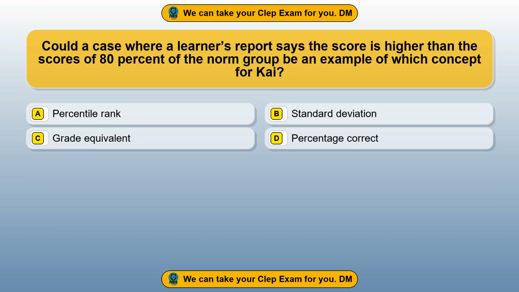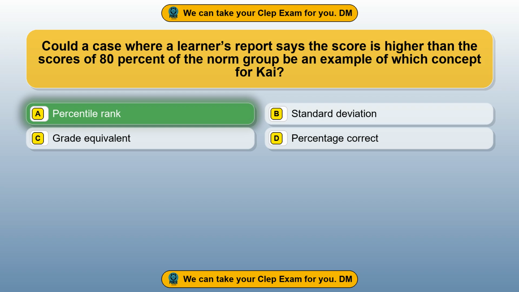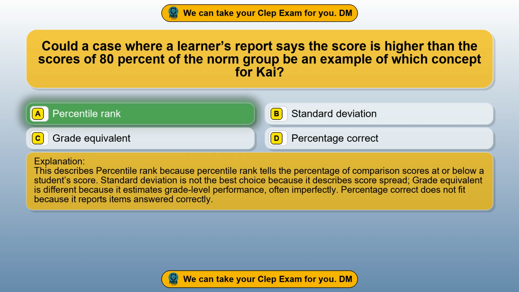Question 95. Could a case where a learner's report says the score is higher than the scores of 80% of the norm group be an example of which concept for Kai? Option A, percentile rank. Option B, standard deviation. Option C, grade equivalent. Option D, percentage correct. The correct answer is option A. Percentile rank. This describes percentile rank because percentile rank tells the percentage of comparison scores at or below a student's score.